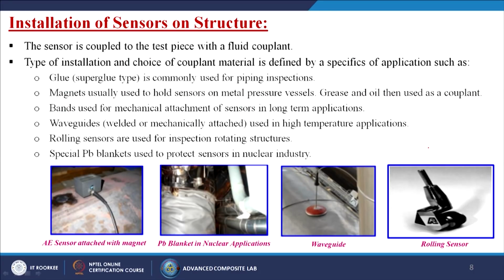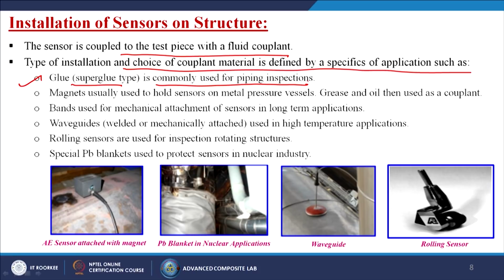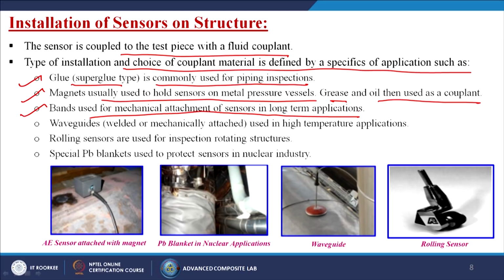Installation of sensors on structure. The sensor is coupled to the test piece with a fluid couplant. Types of installation and choice of couplant materials are defined by the specific application, such as glue. Super glue type is commonly used for piping inspections. Magnets are usually used to hold sensors on metal pressure vessels, with grease and oil then used as a couplant. Bands are used for mechanical attachment of sensors in long term applications.